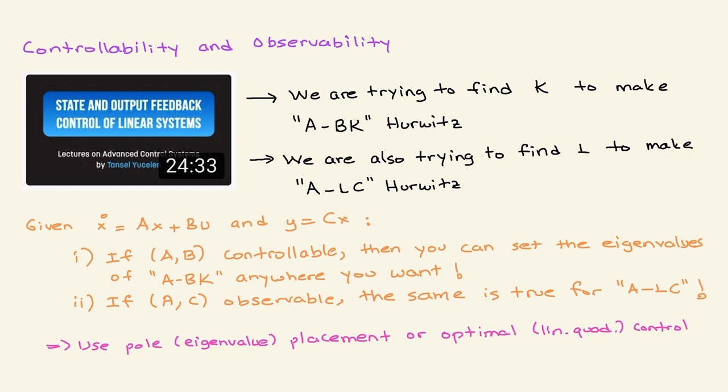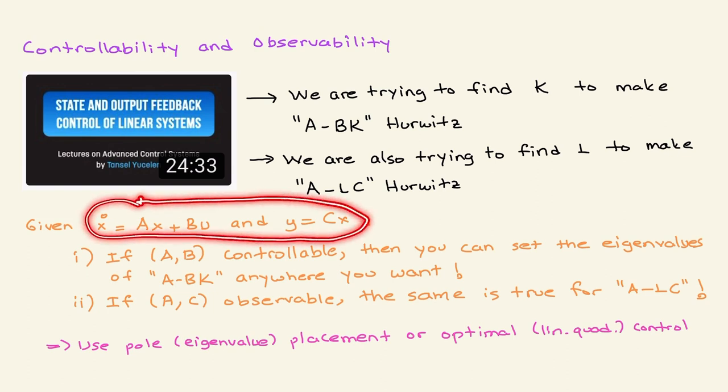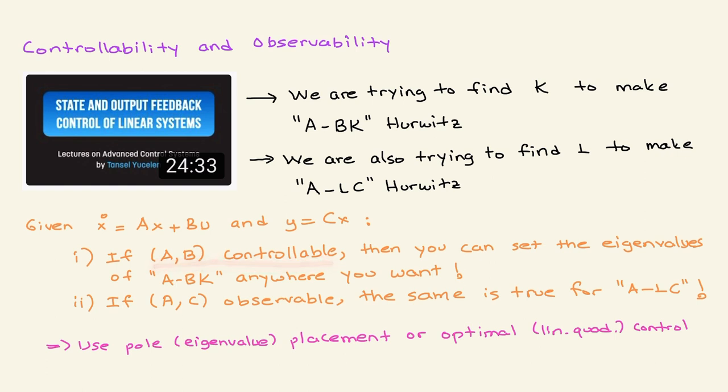That was number one. Similarly, if the pair AC is observable, then I can always find L to make A minus LC Hurwitz by using pole eigenvalue placement or optimal control. For this reason, in most of the papers, if not all, if you are dealing with a system, the common assumption is that the pair AB is controllable and the pair AC is observable. All right, so this is how I use controllability and observability in my research.